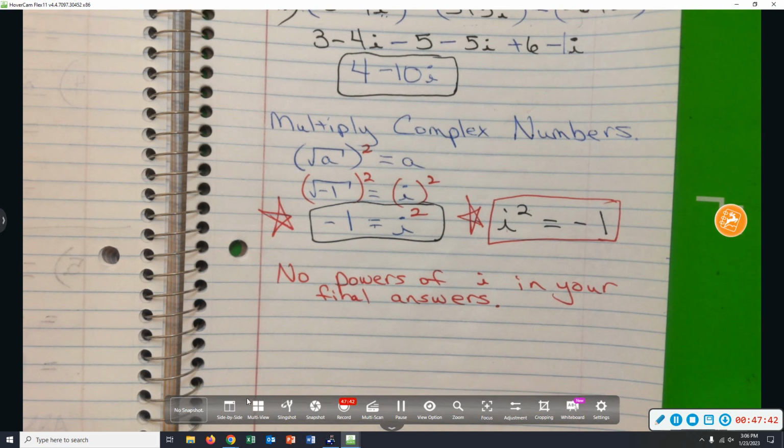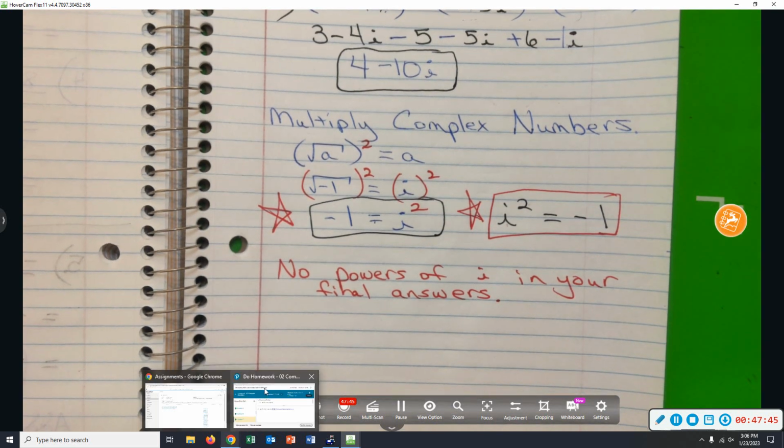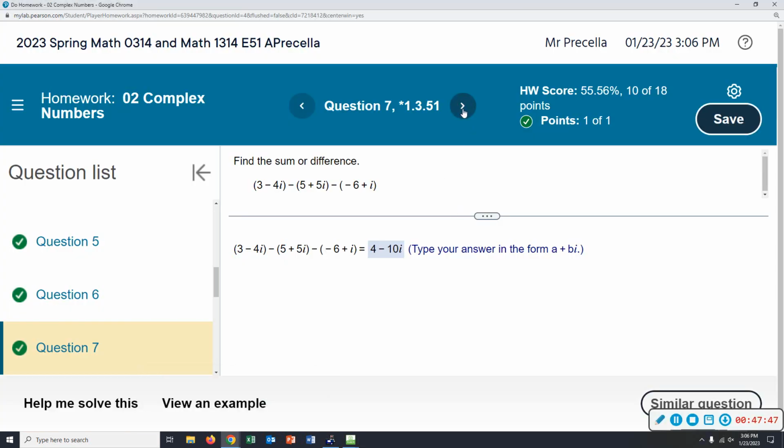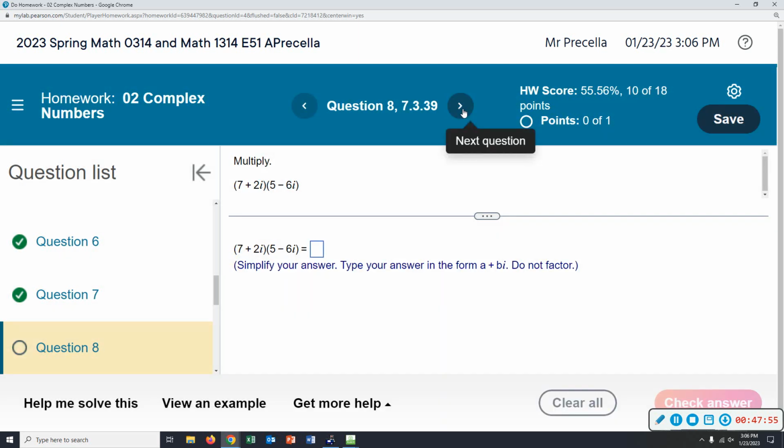Now, multiplication of complex numbers looks an awful lot like just multiplication of variable expressions. Does the word FOIL mean anything to you? Hopefully it does. Here's number 8. Well, you told them what we're going to do, Tony. I would have said, suppose those i's were x's. What would we do to perform that multiplication? And someone would have said FOIL.